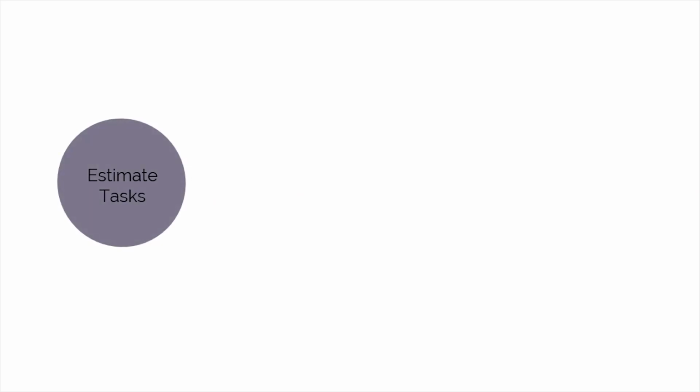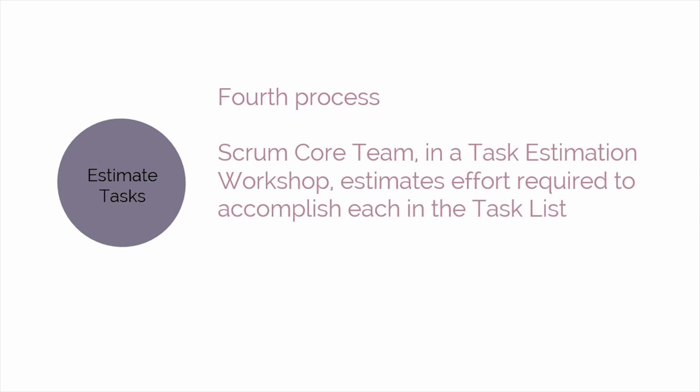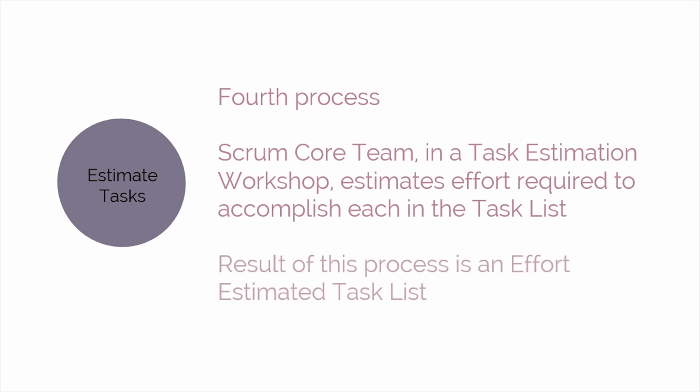Estimate Tasks is the fourth process. During this process, the Scrum Core team, in a task estimation workshop, estimates the effort required to accomplish each item in the task list. The result of this process is an effort-estimated task list.